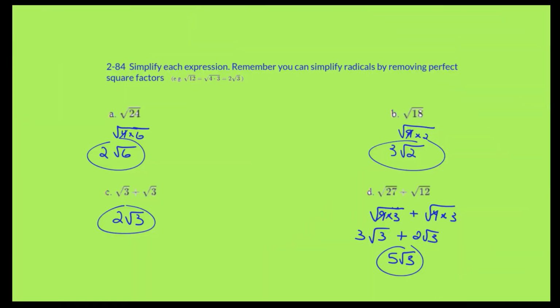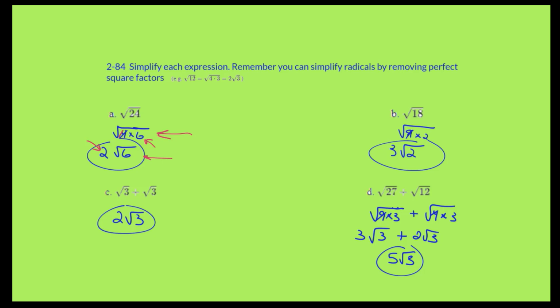Okay, so for 2-84, I actually went through and just worked the problems, so I'll go through them quickly. On this one, my highest perfect square that was a factor of 24 was 4. So I rewrote it as 4 times 6. I took the square root of 4 out and put it here, so it's 2, and then the root 6 is what's left. So 2√6 is your final answer.